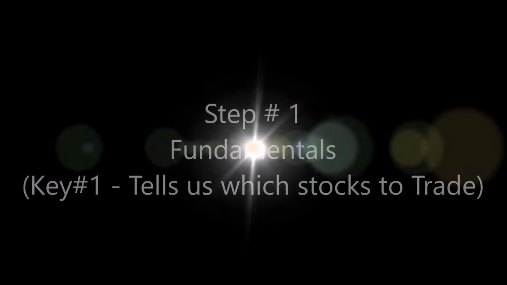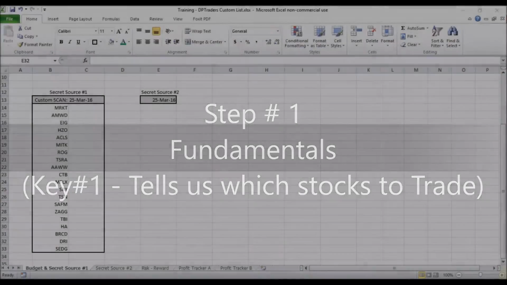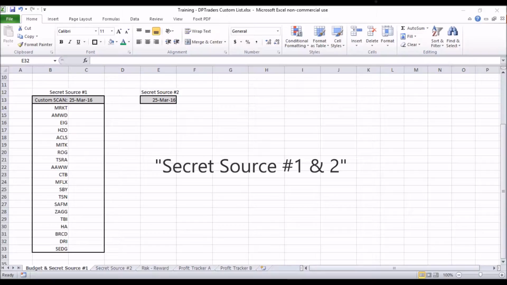In step 1 of this process, we will be utilizing the fundamental information available for the stock to create a list. Here at Dynamic Precision Traders, over the years we have developed a secret sauce number 1 and secret sauce number 2. On the left hand side you will see the rough draft of the list of stocks we're initially going to look at.